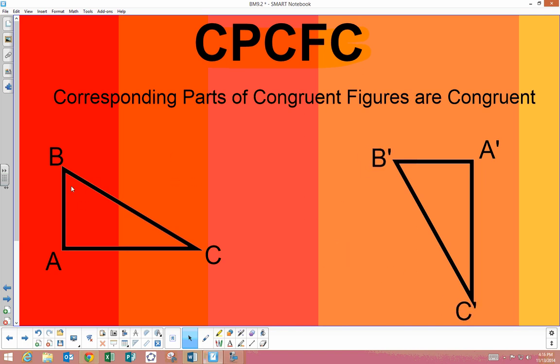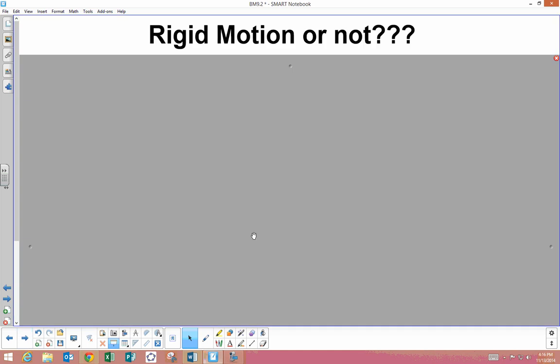What we know is since these two triangles are congruent, then the corresponding parts are also congruent. So angle C is congruent to angle C prime, and A to A prime, and B to B prime. And it's the same for the sides. Side BC is congruent to side B prime C prime. So when the shapes are congruent, the corresponding parts are also congruent.